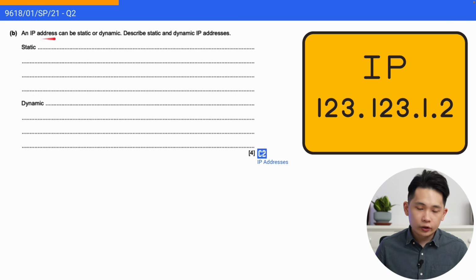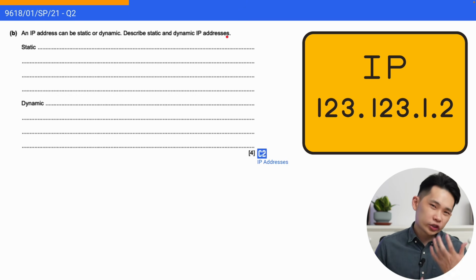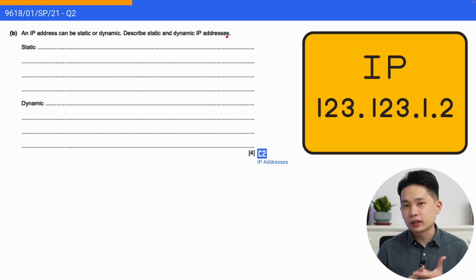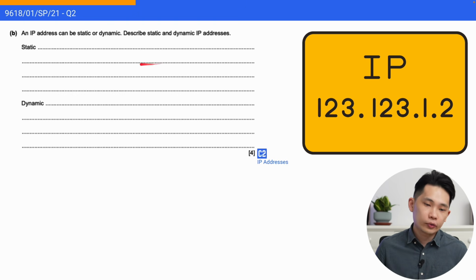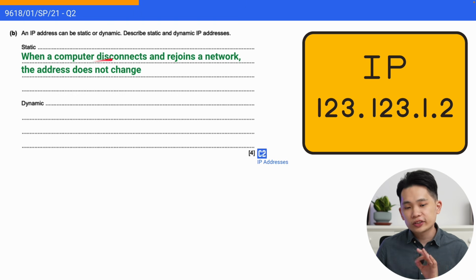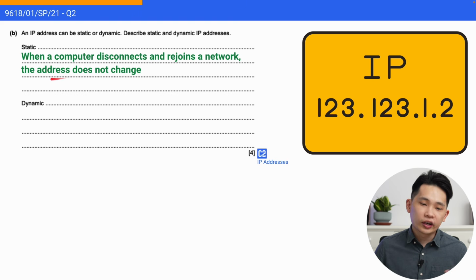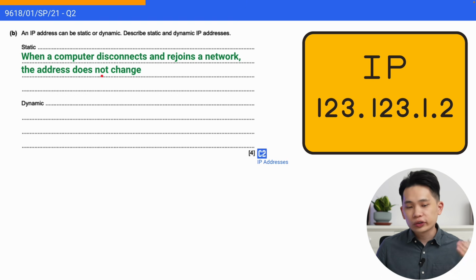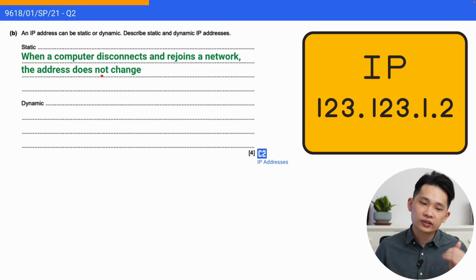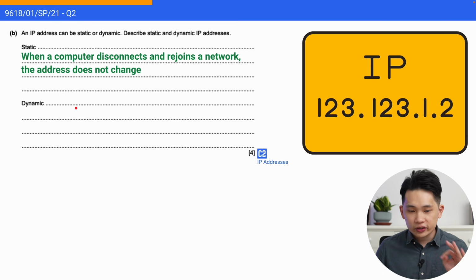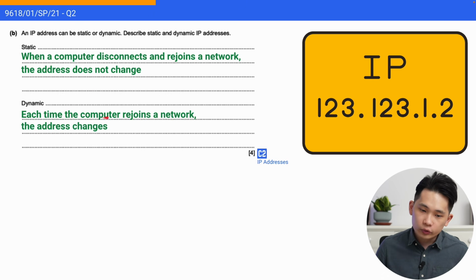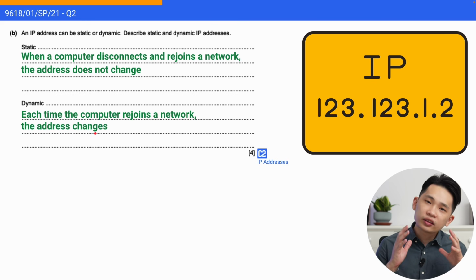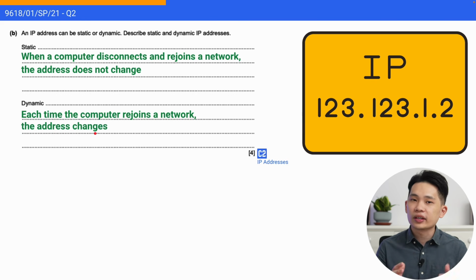For B, an IP address can be static or dynamic. Describe static and dynamic IP addresses. So for this question, we just have to differentiate both static and dynamic IP addresses. For static, we can just write, when a computer disconnects and rejoins a network, the address does not change. So does not change is the keyword for static. And then for dynamic, we can just write, each time the computer rejoins a network, the address changes. So this is the main difference between static and dynamic IP addresses.